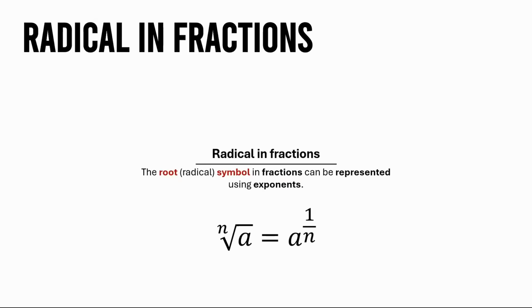Radicals in fractions. The root radical symbol can be represented using exponents. We have the radical of the nth power of a, which we can rewrite as a to the power of 1 over n. So we have written our index as a fraction of 1 over n, where n is the index of our radical.